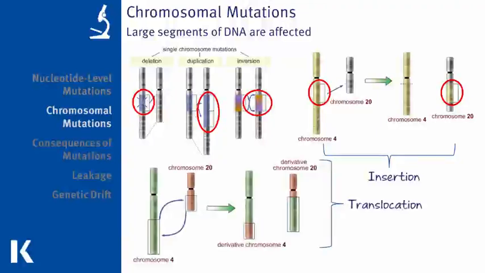Finally, there are translocation mutations. In these mutations, segments of DNA are exchanged between 2 chromosomes. So in this case, a piece of the green chromosome attaches to the red chromosome, and a piece of the red chromosome attaches to the green chromosome. This again creates 2 new chromosomes.